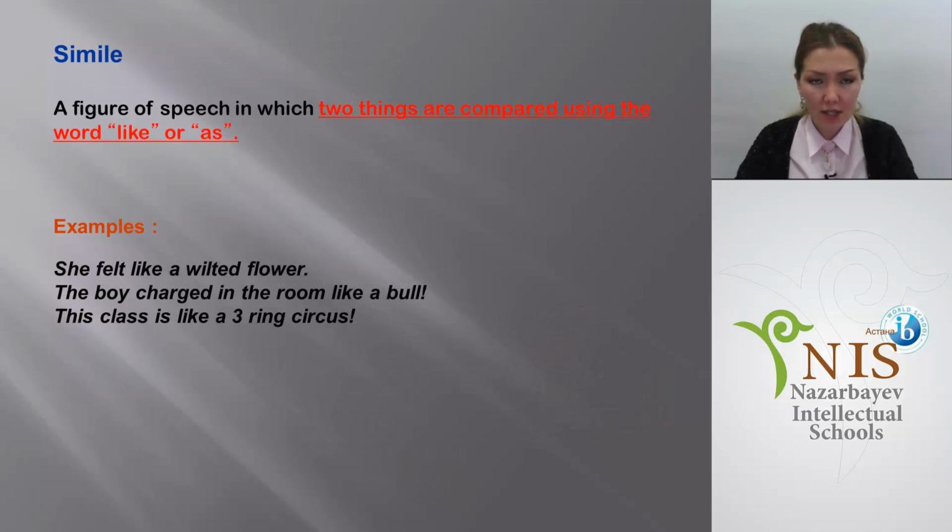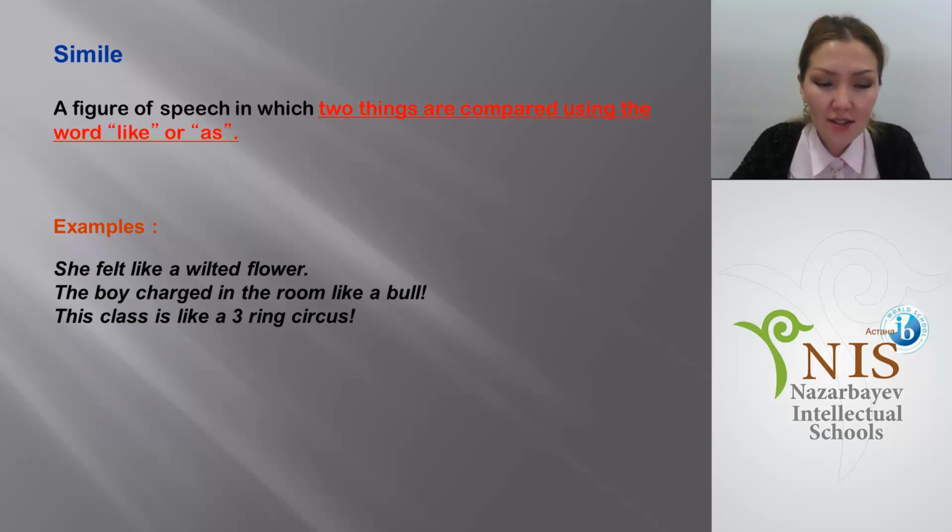Next one, poetic device, is simile. What is simile? It's a figure of speech in which two things are compared using the words like or as. So let's see in examples. She felt like a wilted flower, or the boy charged in the room like a ball. This class is like a three-ring circus.